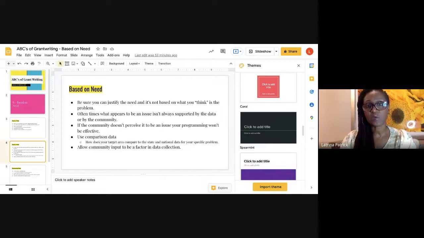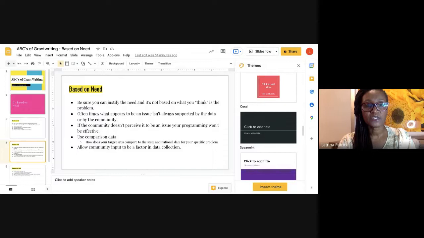You're really on a winning track if you can demonstrate that your community data is more compelling and more detrimental than what you're seeing in the national and the state data. So you want to be able to compare it. That really helps to paint a picture of how severe your problem is in your particular community.